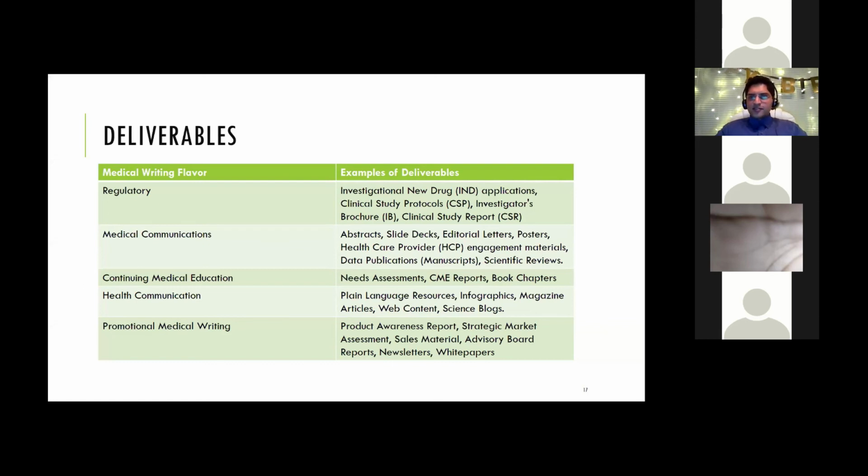And the same steps were repeated when I was transitioning from regulatory into medical communications: the skill gap analysis and having conversations with medical writers. So think about the value of performing those exercises.